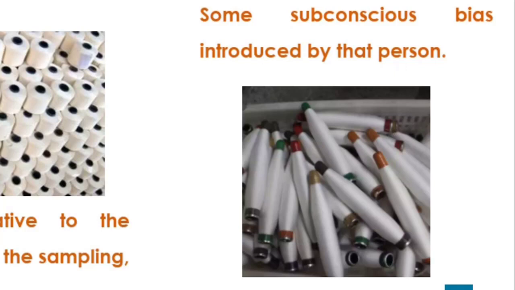Now let us assume that your favorite color is red. Then your subconscious nature will force you to collect red color bobbins. Here you will give importance to red color bobbins, and out of 10, the maximum number of bobbins may be of red color. So here unknowingly you are giving importance to a specific factor. Thus this is a bias because of the subconscious nature of the person.